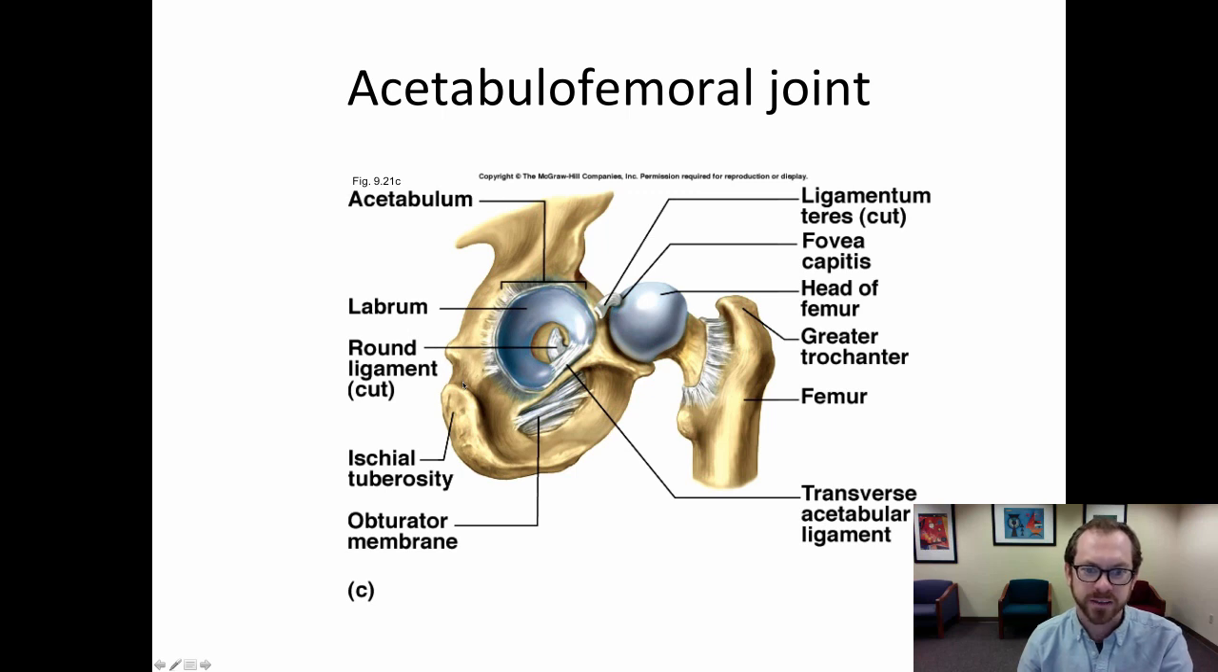Next, we have the acetabulofemoral joint. This is your hip joint, which is an example of a ball and socket. This feature here on the pelvic girdle is the acetabulum. This is your femur here. Where these two bones meet, we call it the acetabulofemoral joint.